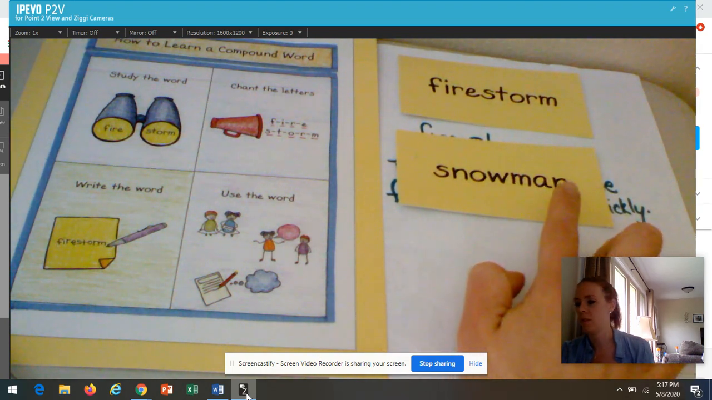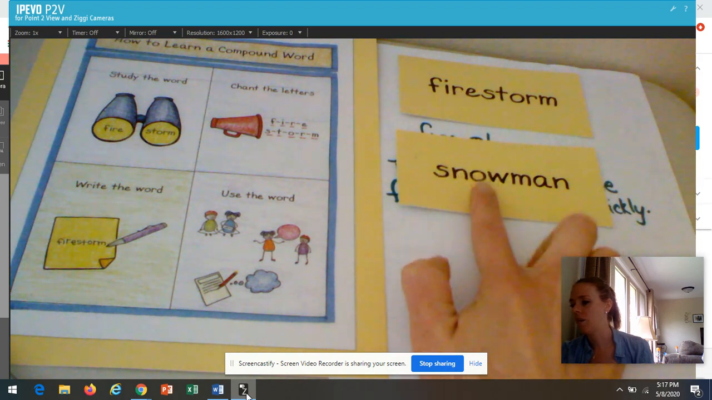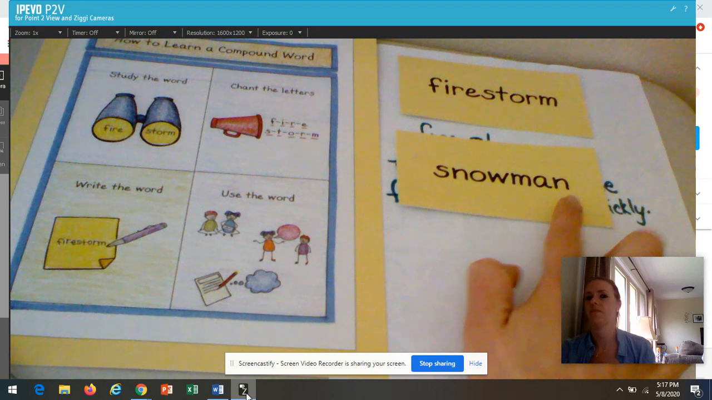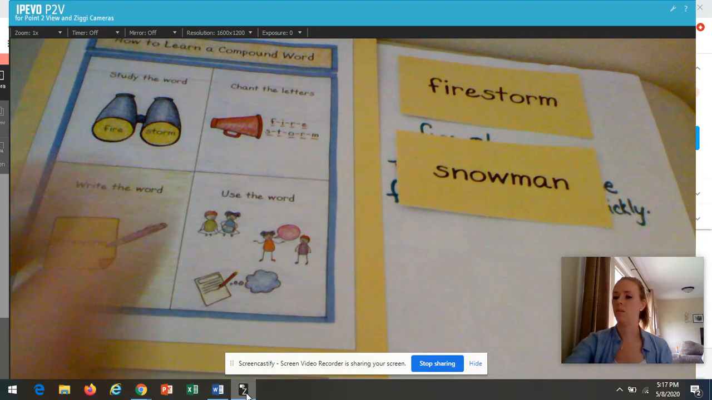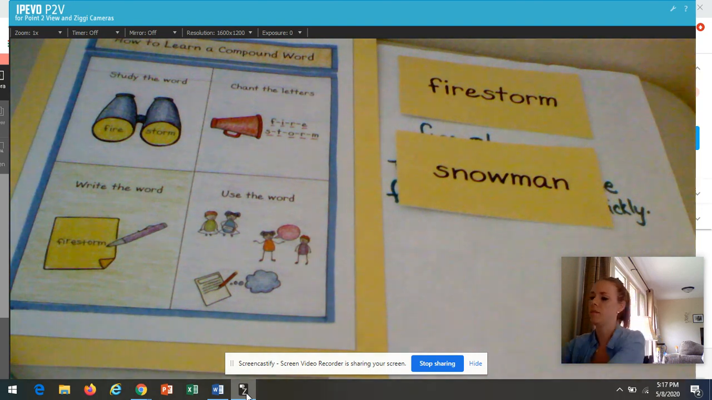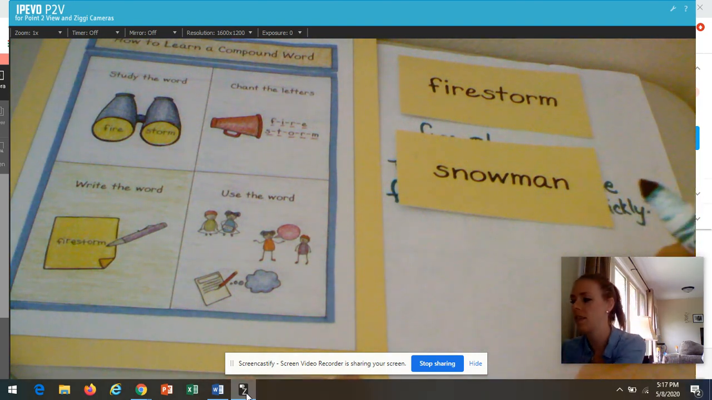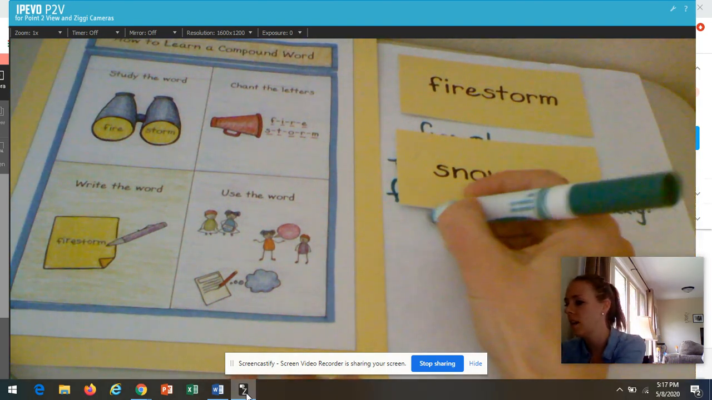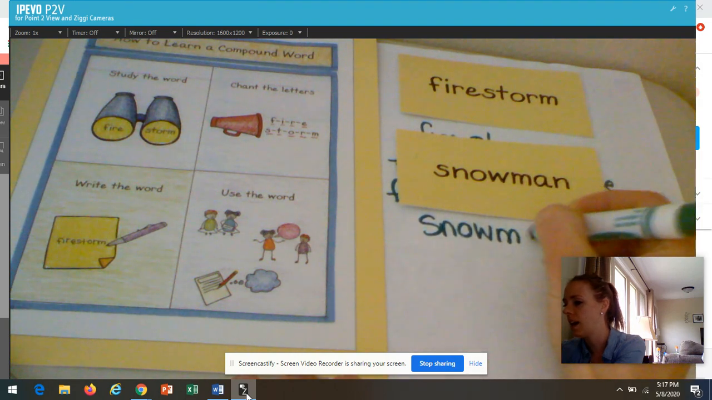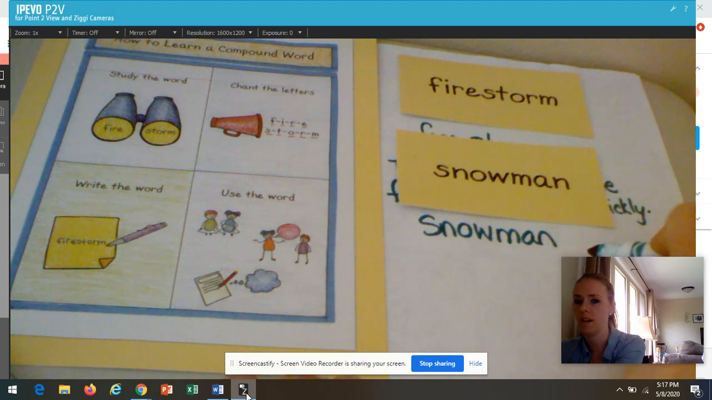Snowman. Let's do it one more time. Snowman. Okay, now we've studied the word, we've chanted the letters, and now we're going to write the word. So you need to have your paper and pencil. You need to do this with me. Snowman.